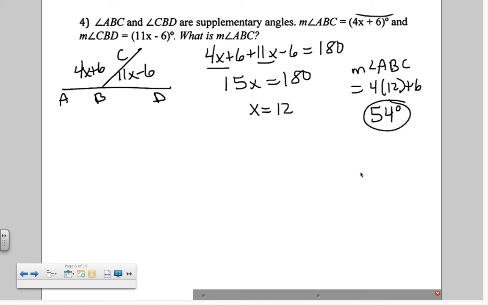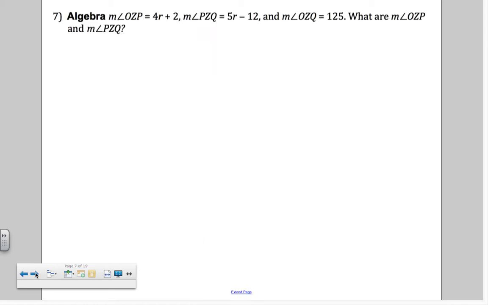You can pause the movie and try the next few problems, or keep playing the movie and go to the next example, which is number 7. So we're going to look at some algebra here. I've got the measure of angle OZP is 4r plus 2, PZQ is 5r minus 12, and OZQ is 125. What are the measures of OZP and PZQ?